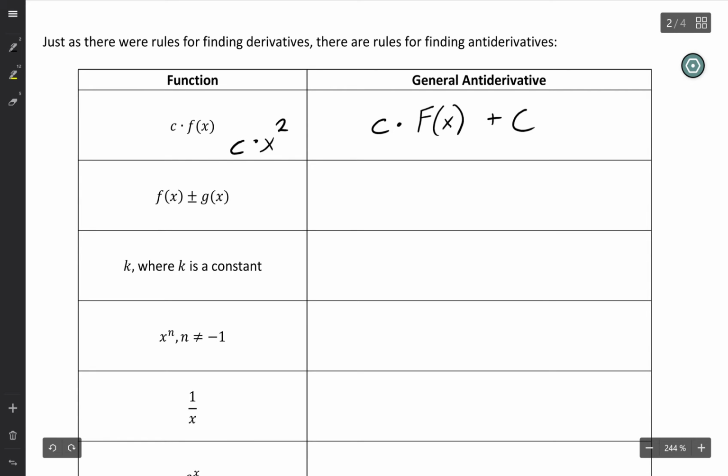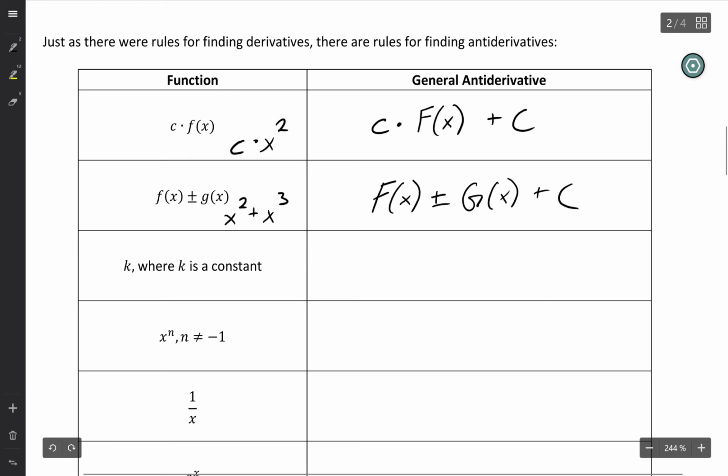Same thing here. If you have two separate functions being added together, like an x squared plus an x to the third, you take the antiderivative of the first function and add or subtract the antiderivative of the second function. So it just breaks apart, like when we were taking derivatives of functions. So it's big F of x plus or minus big G of x plus c.